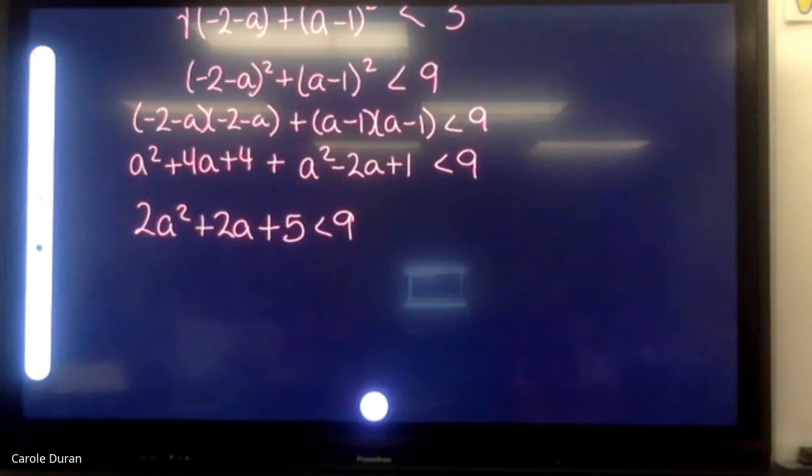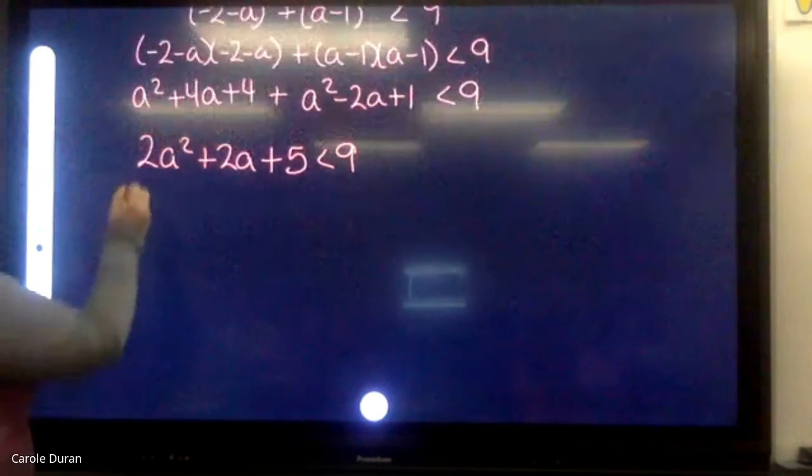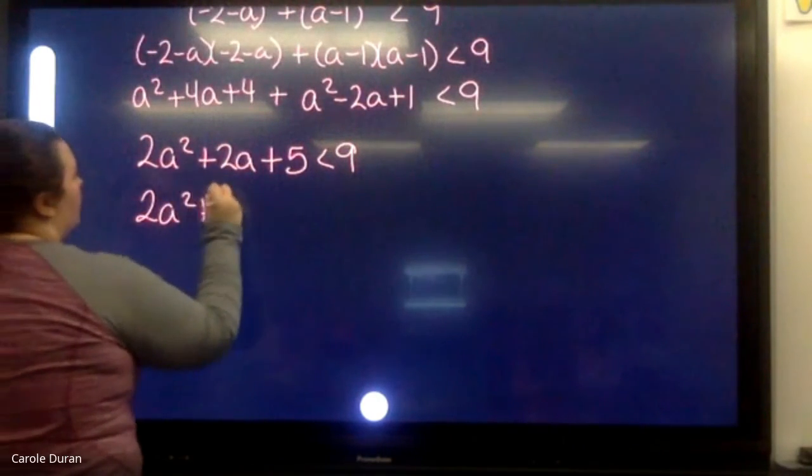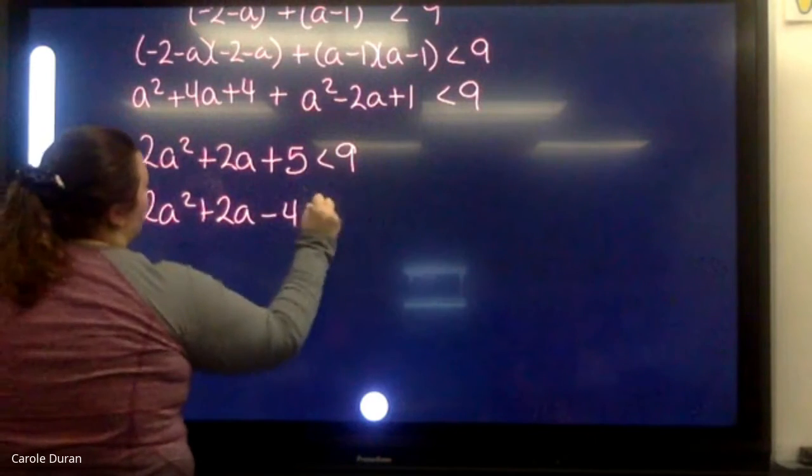Lucky when you get to the next page. What do I do from here? Subtract the 9. This is a quadratic, which means if I want to solve anything related to a quadratic, I need all my terms on one side, and I need to be compared to 0. So I need to subtract the 9 over. Joe, do you have a question? Okay. So when I subtract the 9 over, I get 2a squared plus 2a minus 4 is less than 0.